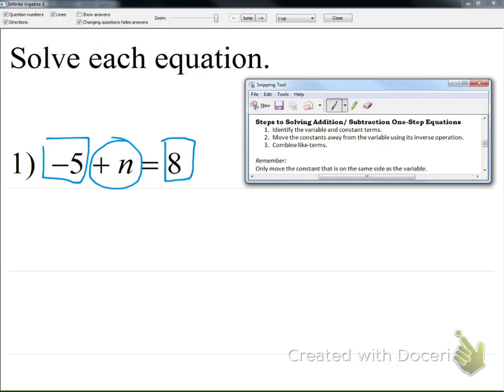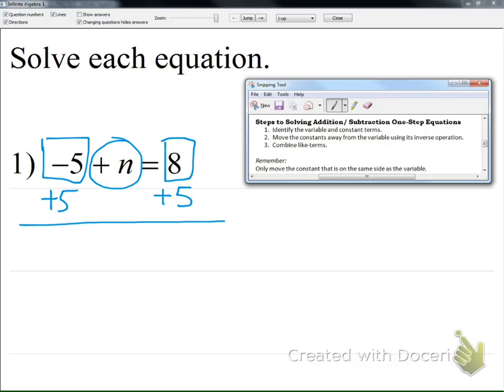Your goal is to get that variable all by itself. We're not going to move our variables, we're going to move everything else away from it. So the inverse operation, if this is a -5, which also means the same thing as a negative 5, the opposite of subtraction is addition. So what you will do is add 5 to both sides of the equation.